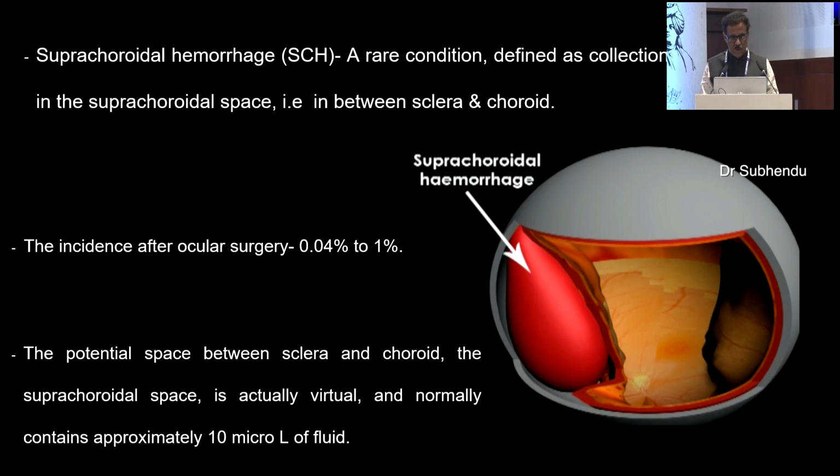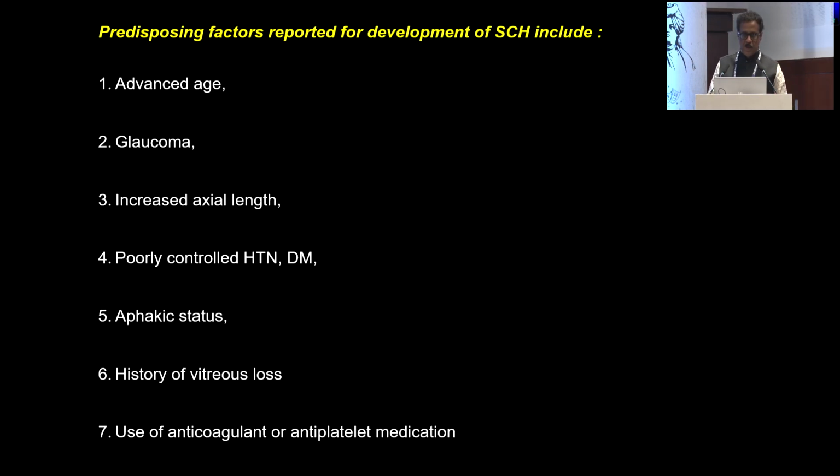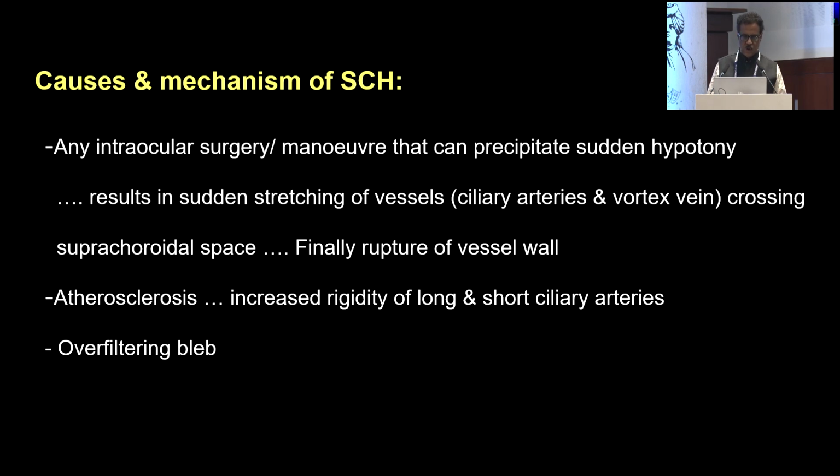0.04 to 1%. We know all the predisposing factors for the development of this kind of suprachoroidal hemorrhage, especially arteriosclerosis, which happens because the arterial wall becomes stiffer, and when there is any sudden hypotony, intraoperative hypotony, that stretching of the blood vessels can cause a rupture and accumulation of blood in the suprachoroidal space.